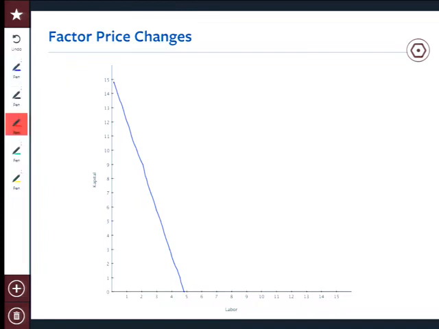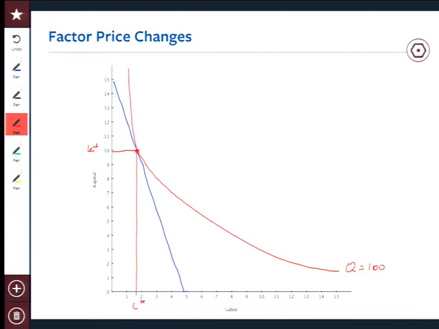So at this initial input price combination, this firm produces 100 units of output and uses this combination of inputs, K star, L star. Right? It's the same thing I drew earlier, only now that the input prices are much more skewed towards high cost of labor, low cost of capital. Capital is cheap, labor is expensive. What you're seeing here is a relatively high capital to labor ratio, much more capital than labor.